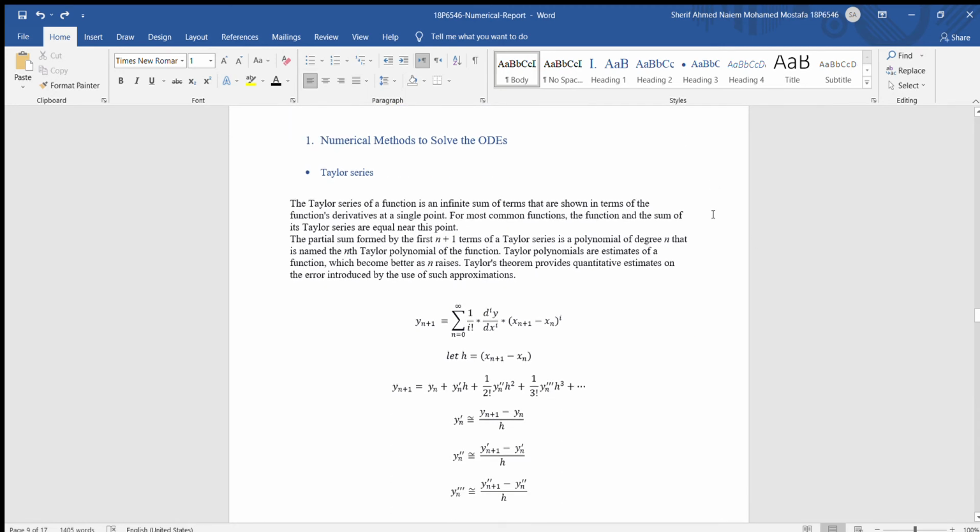First, we have the Taylor series, which expresses the function as the infinite sum of its derivatives, as we see in the formula below.